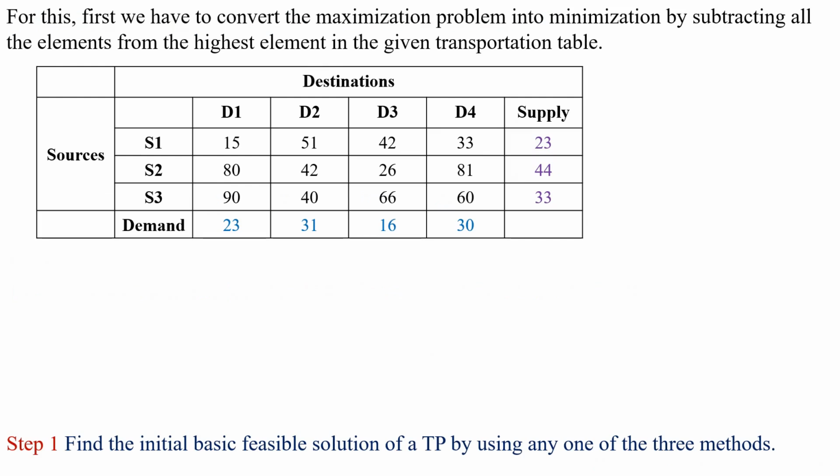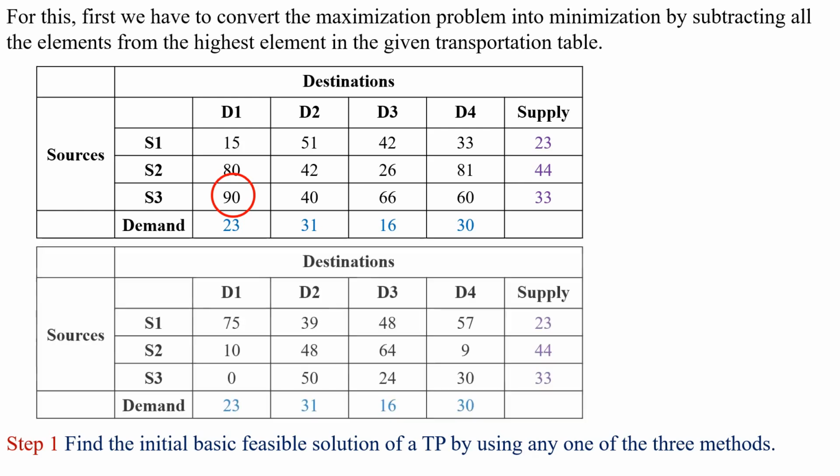The given problem is the maximization model. So first we have to convert the maximization model into minimization by subtracting all the elements from the highest element in the given transportation table. Here the highest element is 90. So subtract all the elements from 90. The table will be modified.